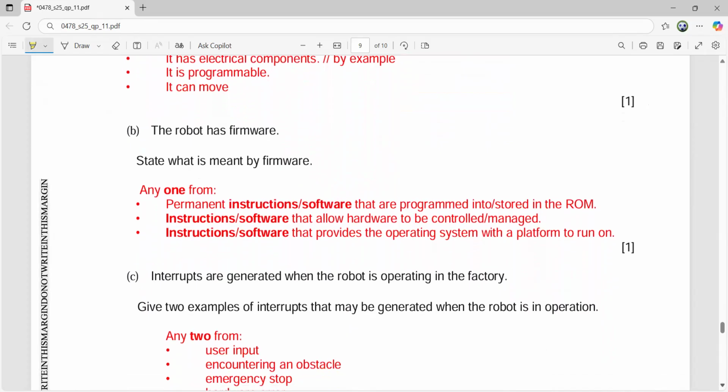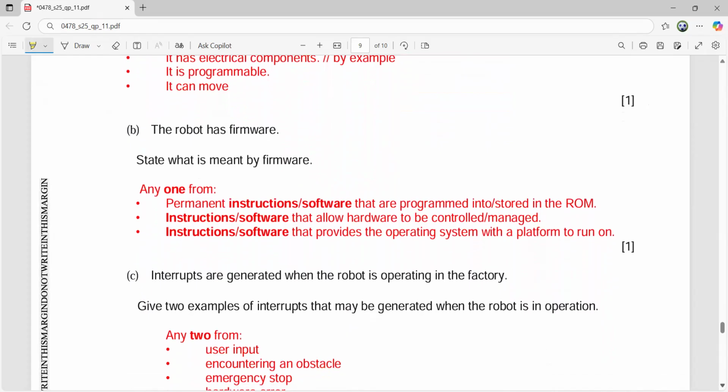The robot has firmware. State what is meant by firmware. Now, you know the definition very well. Permanent instructions or software that are programmed and stored in the ROM, or instructions or software that allow the hardware to be controlled or managed. That can also be a very good answer. Or instructions or software that provide the operating system with a platform to run on. But be clear, in all the answers, instructions or software is definitely supposed to be a part. Otherwise, they may not give you the mark at all.